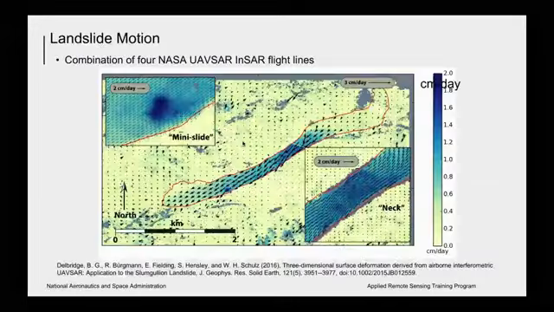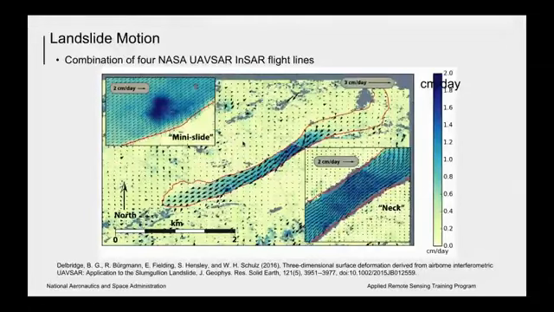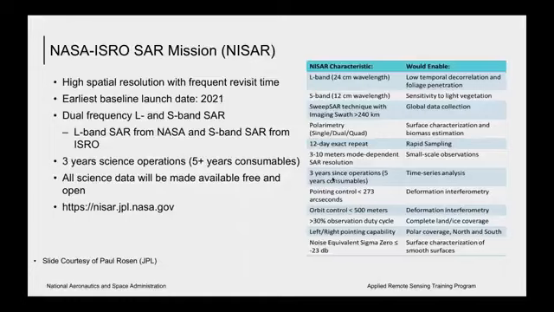We also look at landslide motion. This is a combined product from 4 NASA UAVSAR flight lines over a landslide in Colorado. And we are actually able to construct the full 3-dimensional ground deformation and see how the landslide is moving relative to the surrounding rock. So that's a quick introduction to some NASA applications.